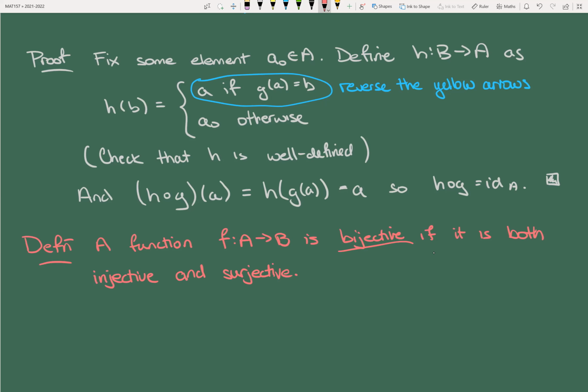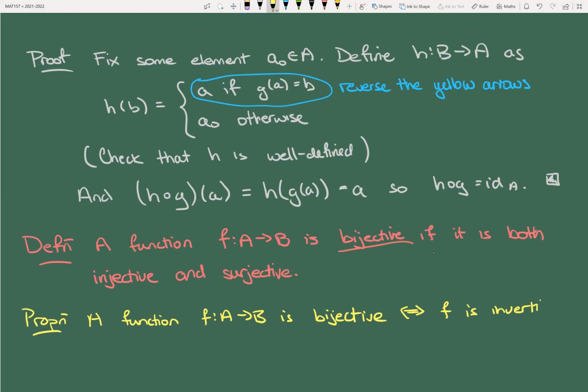Okay, and proposition. Again, I'm not going to prove this because it's an immediate result once you've proven the corresponding analogs for surjectivity. A function f from A to B is bijective if and only if f is invertible, and not left invertible, not right invertible, truly invertible, has a 2-sided inverse. Okay. My A is a little weird there. Let me try and fix it.